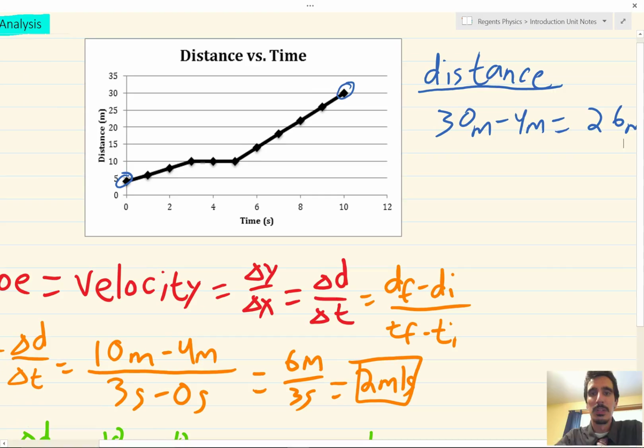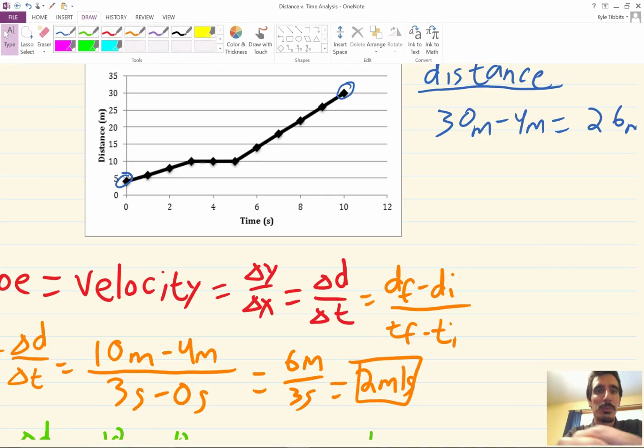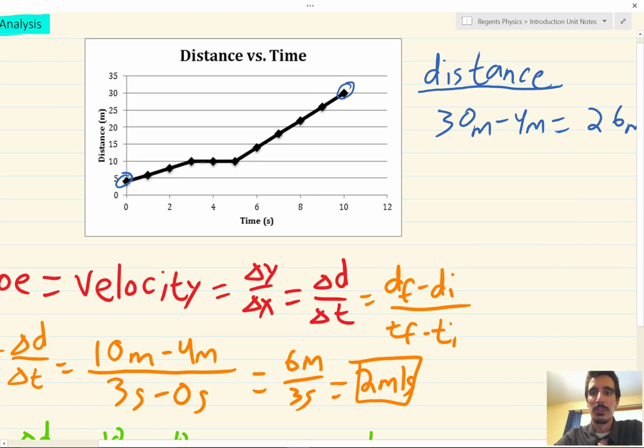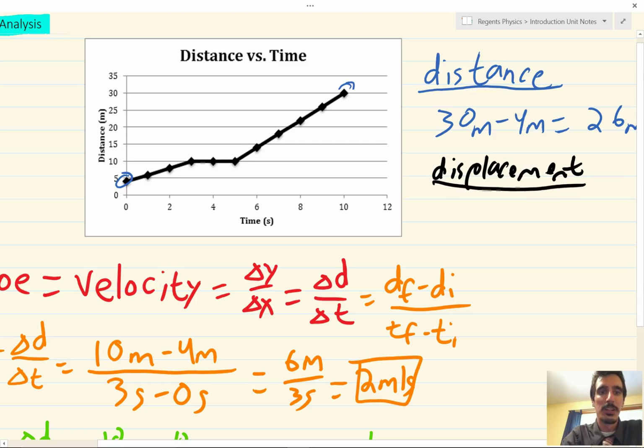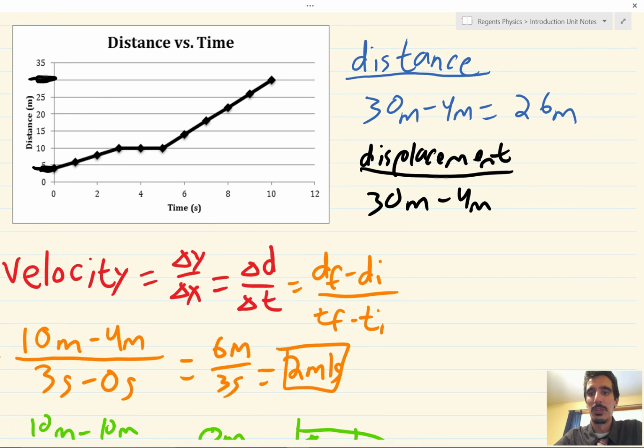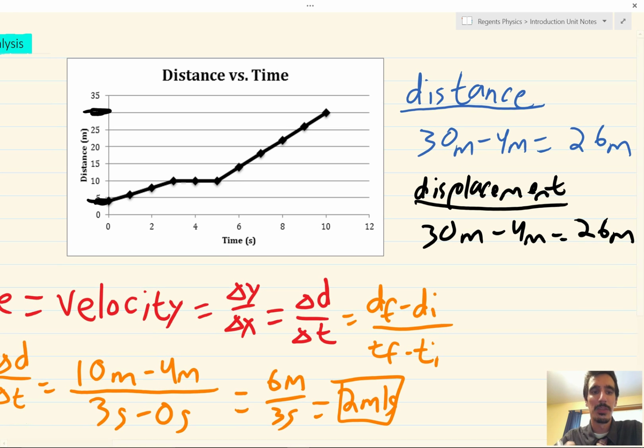And then displacement is the shortest path from start to finish. In this case, the displacement is they started out at 4 meters, and they finished at 30 meters. So the displacement is still 30 meters minus 4 meters, which is also 26 meters. In this case, we get the same thing.